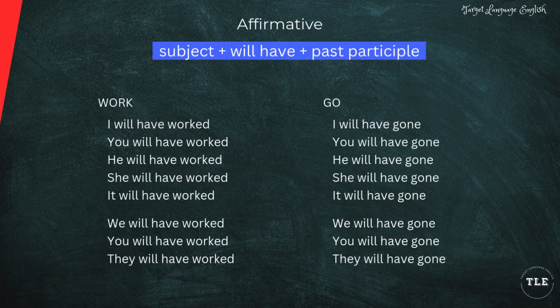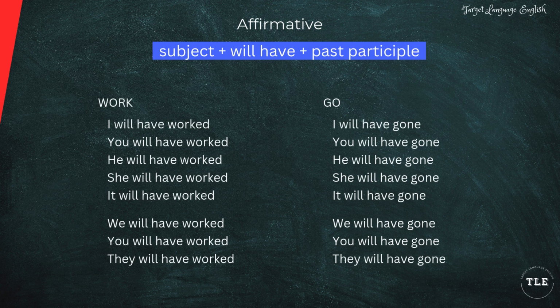Let's now move on to the affirmative or positive form of the future perfect tense. We'll use the regular verb work and the irregular verb go. Work, singular. I will have worked, you will have worked, he will have worked, she will have worked, it will have worked. Plural, we will have worked, you will have worked, they will have worked.